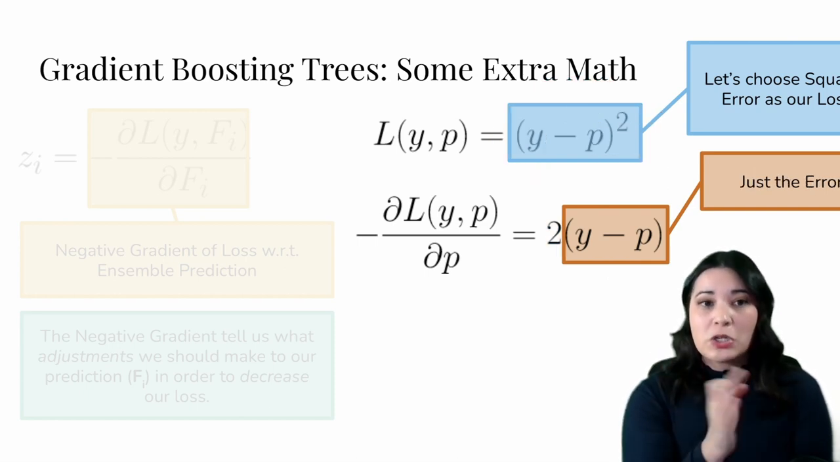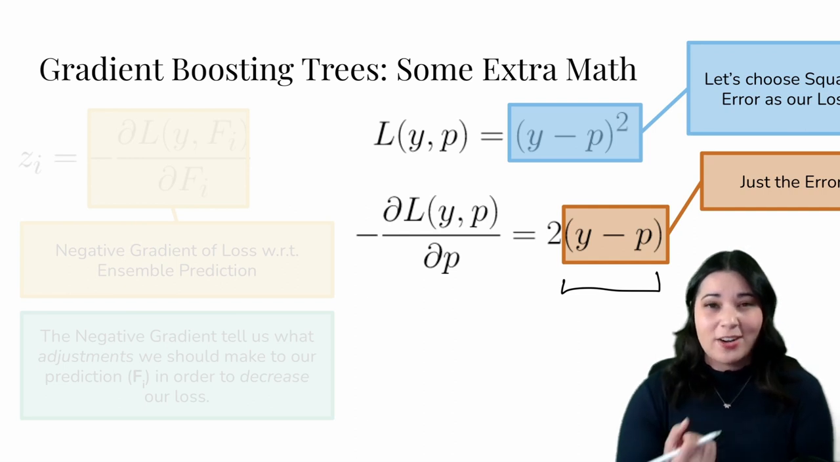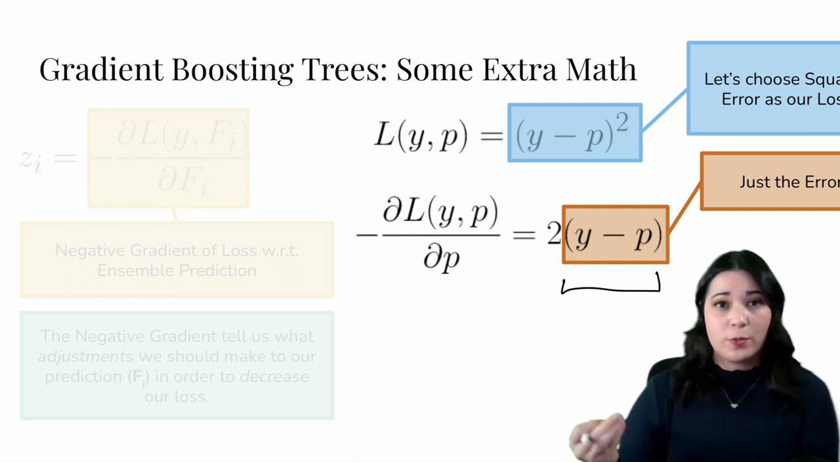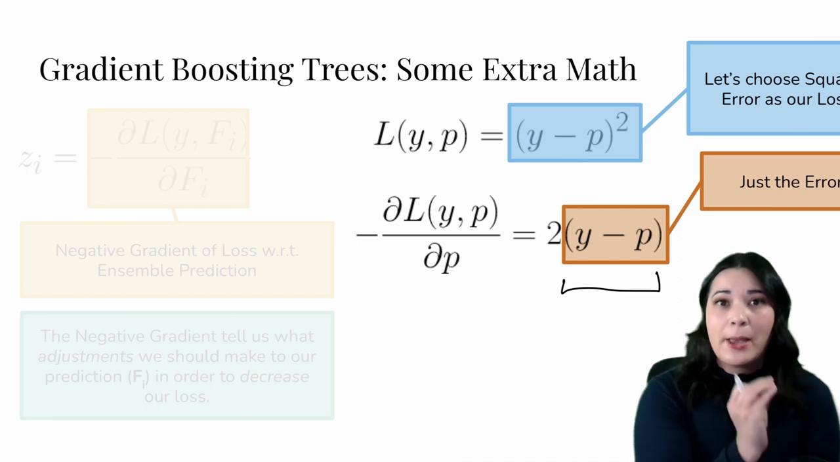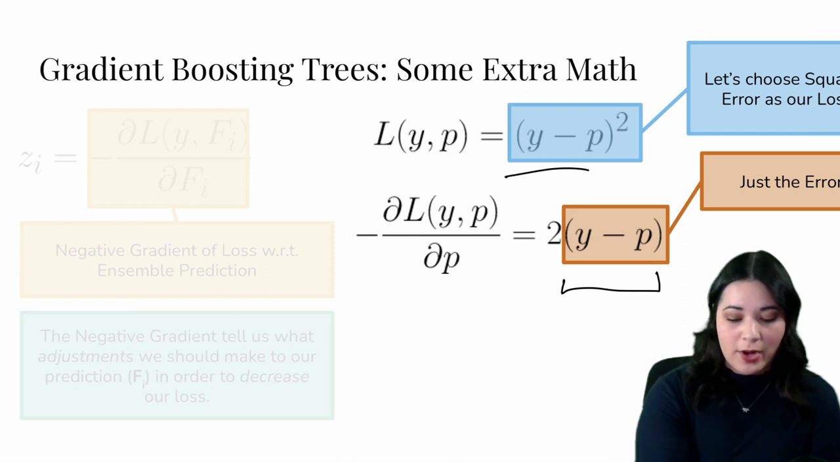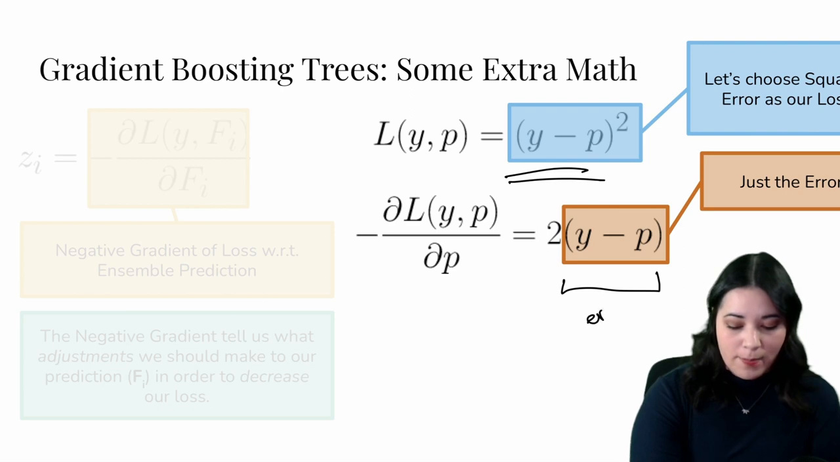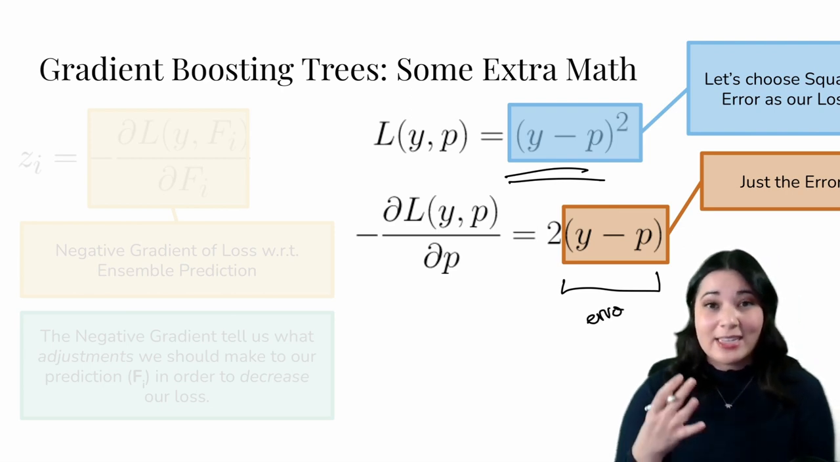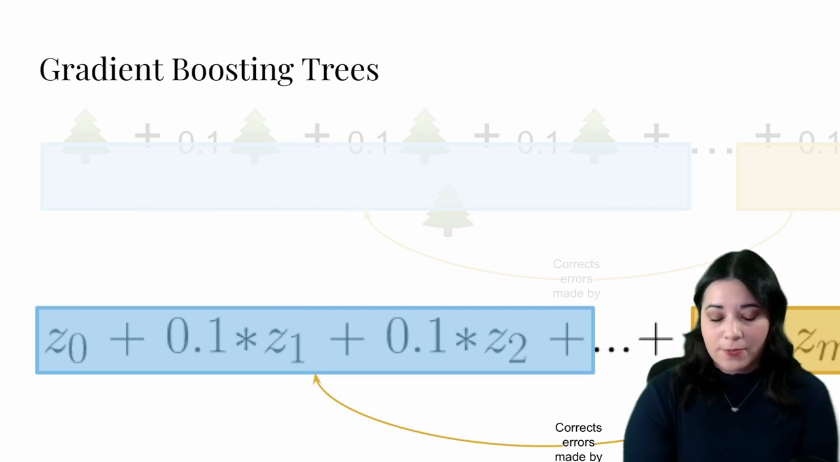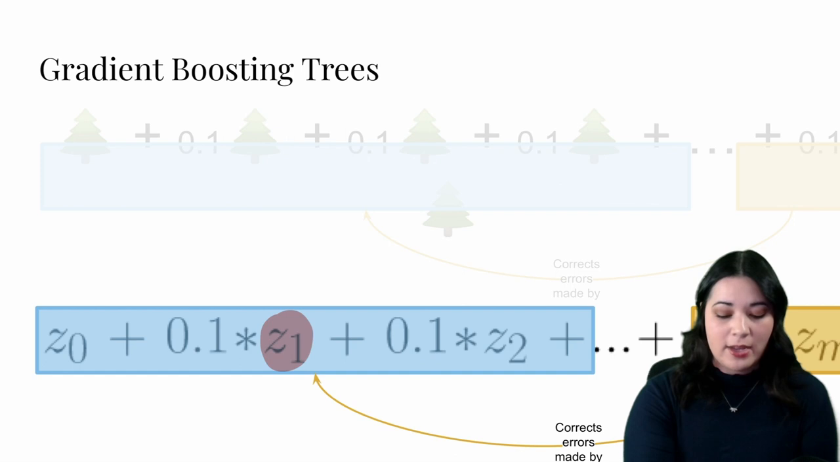And notice that if we just ignore the 2, which is just a constant value, this is just the error made by our ensemble. And that's why in our original example, all of our subsequent trees were predicting the errors made by the previous ensemble. That's because in this case, when we use squared error as our loss and we have a continuous value, the error made by the previous ensemble is the negative gradient. So after the first tree, we were just having each tree predict the negative gradient of the loss with respect to all of the previous trees.